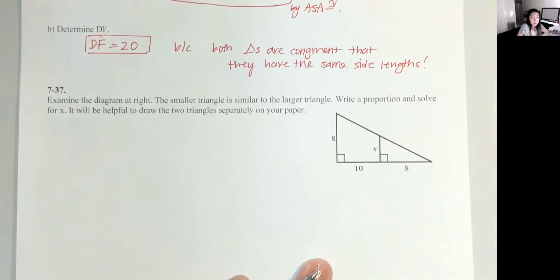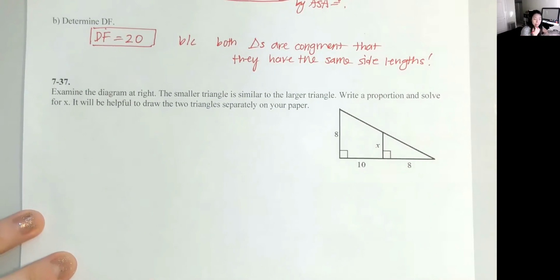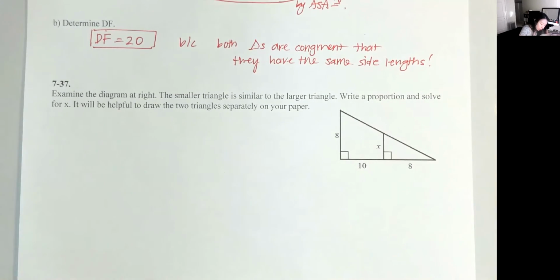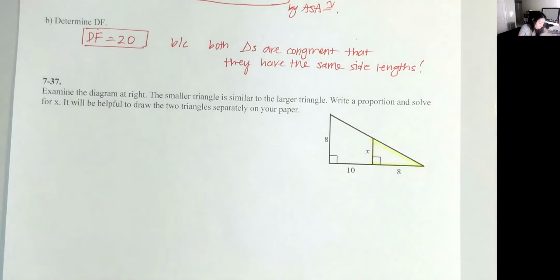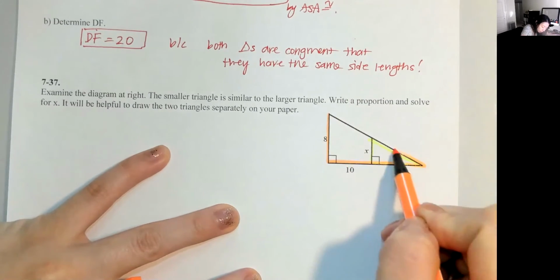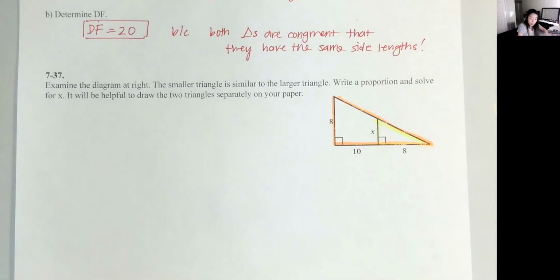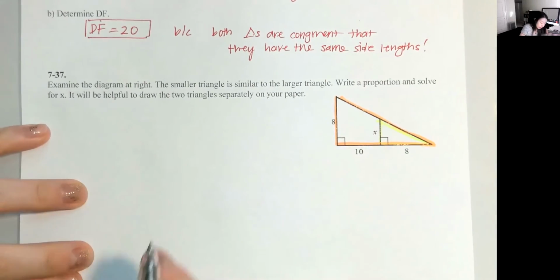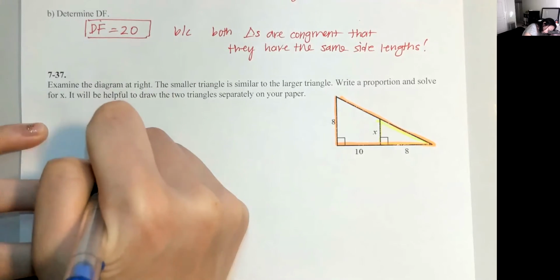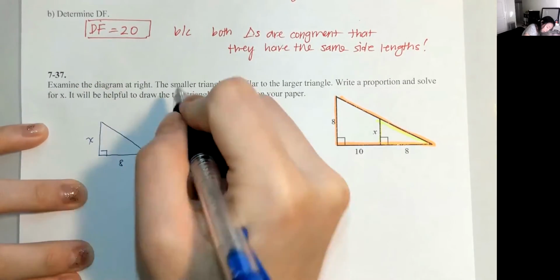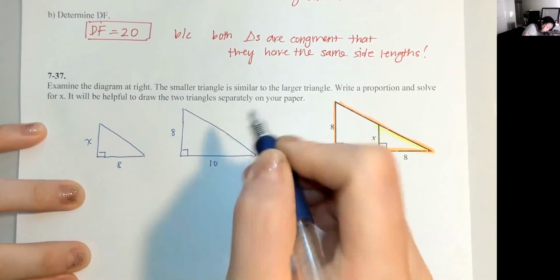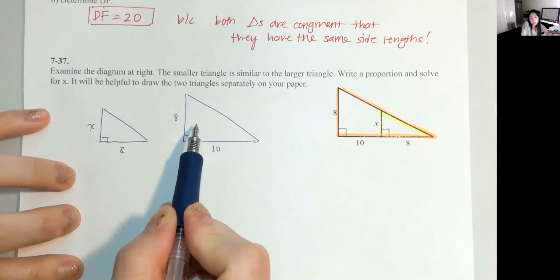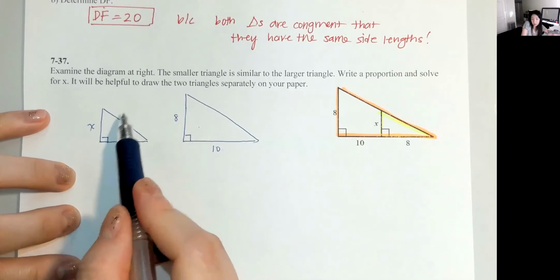And then number 37, I had a lot of questions about this one. It says, looking at the picture, the smaller triangle, which is this one right here, is similar to the large triangle. So what you can do is actually take out those two triangles and create two separate ones. So I'm going to start with the small one, side x, 8, and then draw the large one, 8, 10. Now it doesn't tell me whether the small one turned into a big one, whether it's an enlargement or reduction.